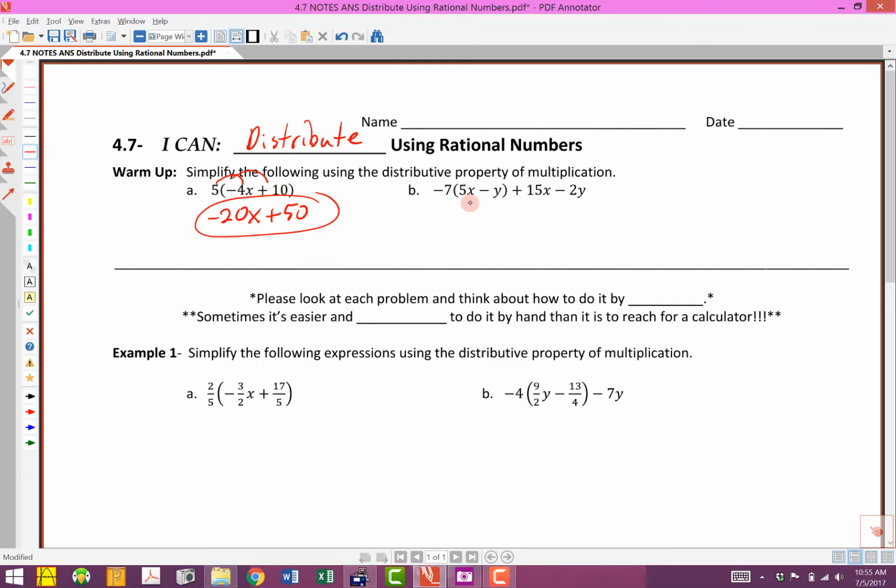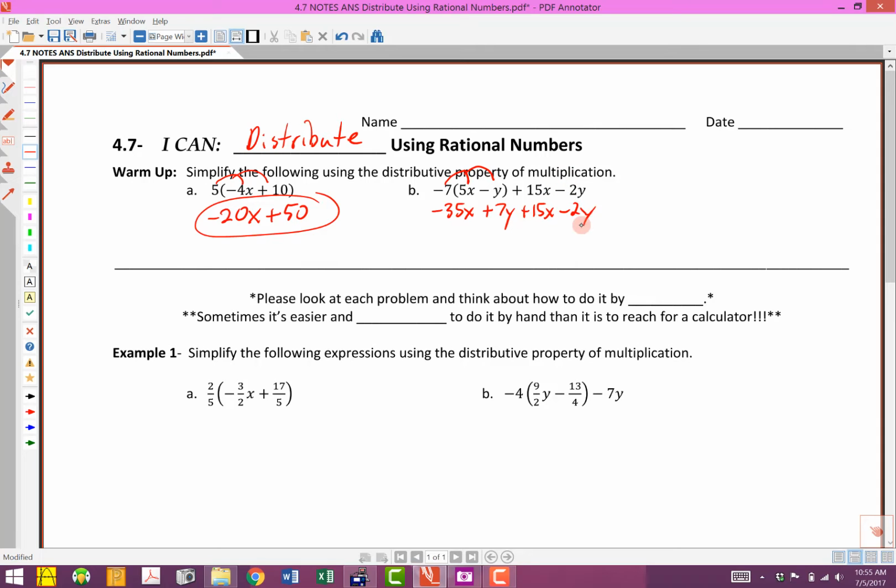This one we've got some distributing and maybe some collecting like terms, but I want you to notice, and this is why these lines can be helpful, we only distribute that negative 7 through to the things in parentheses, so these two terms right here, not the 15x and not the negative 2y. So when we distribute through here, we get negative 35x. When we multiply here, this is a negative times a negative. A lot of people miss that, so that's going to be a positive 7y. Then we don't distribute through here, so these just repeat. I'm going to bring those down here.